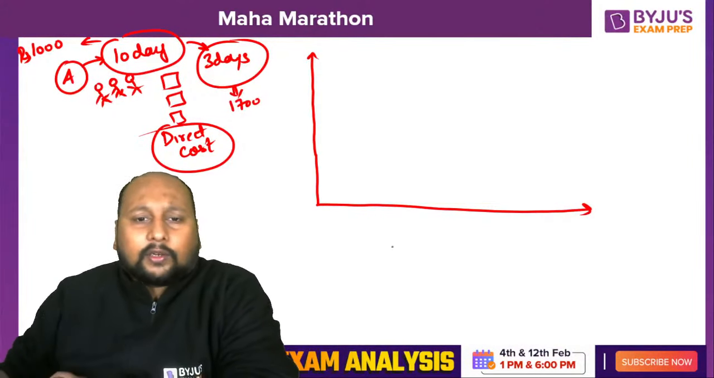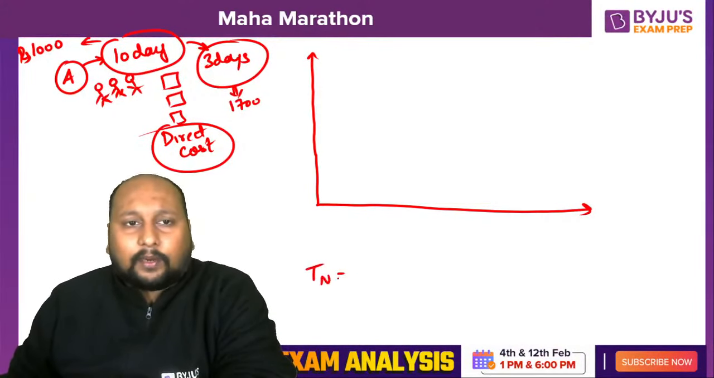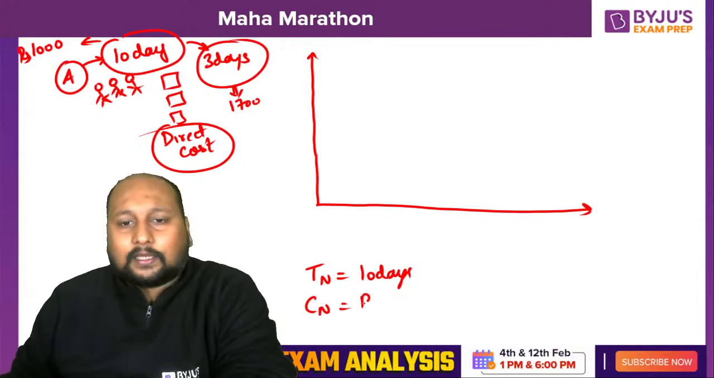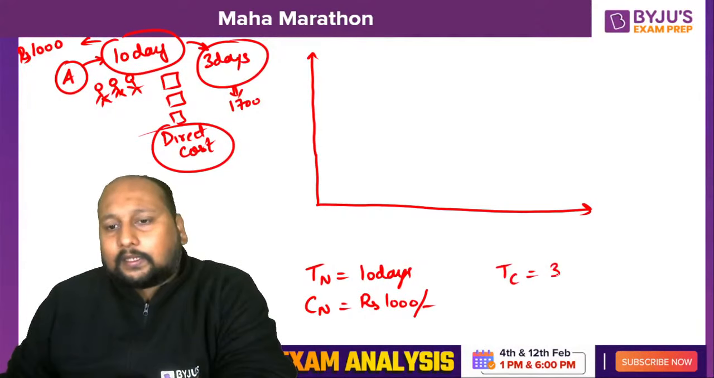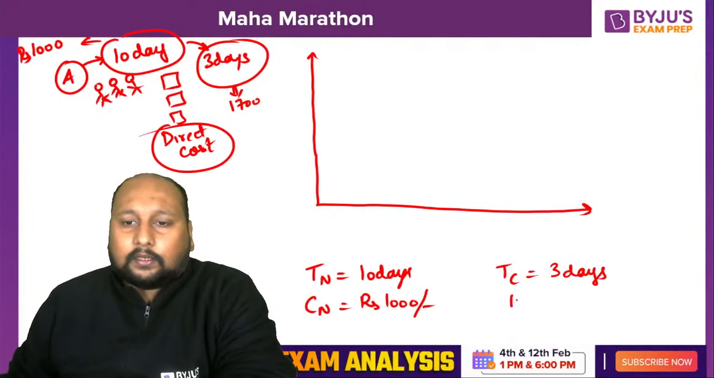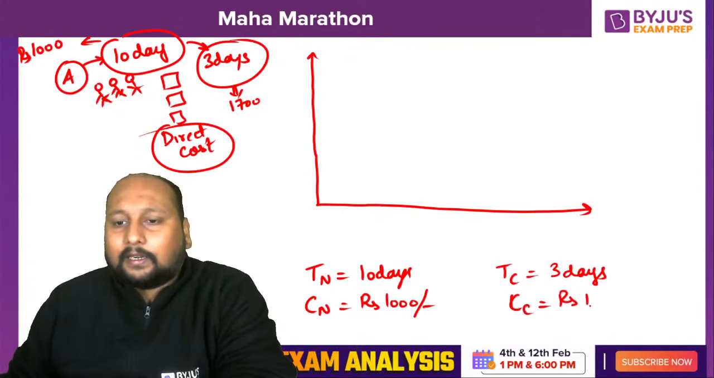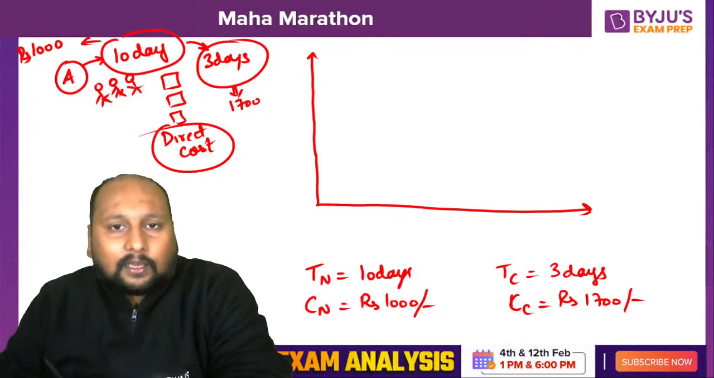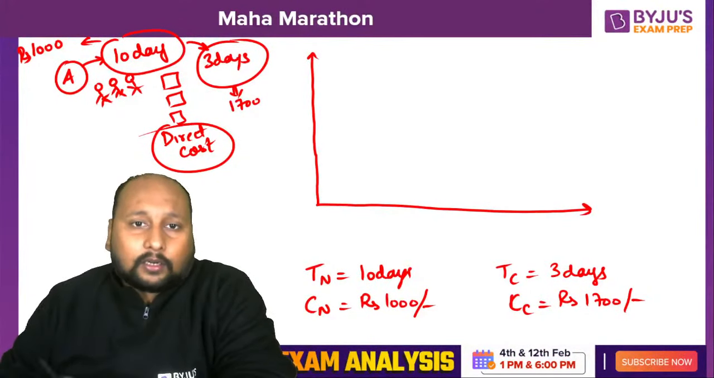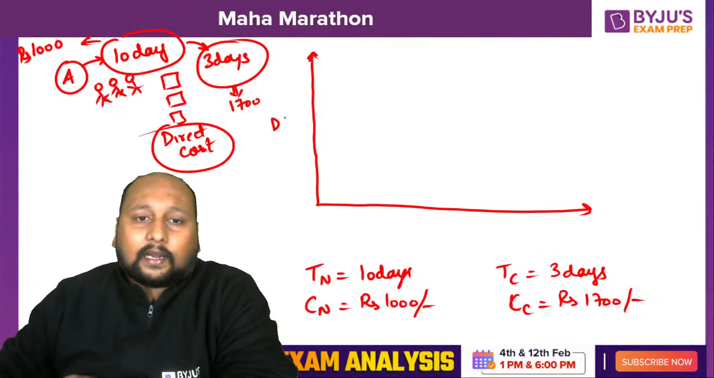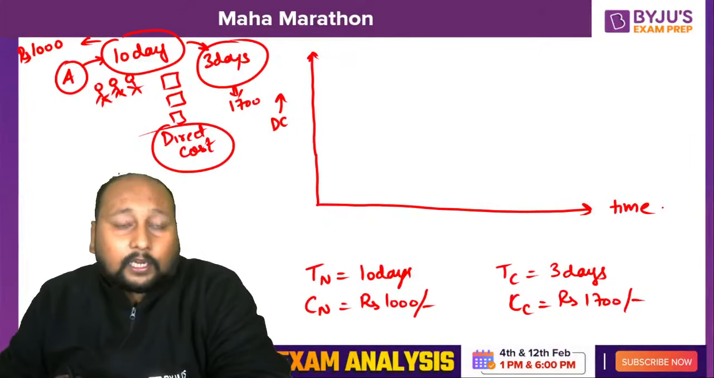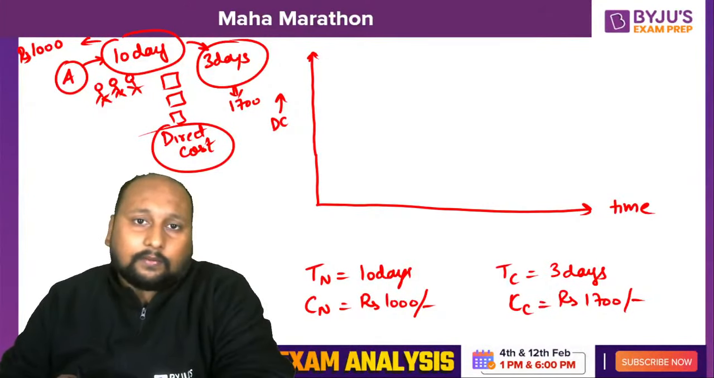How can we calculate? Let us suppose I'm denoting that the normal time of completion is 10 days, right? The normal cost is rupees 1000, right? If you are crashing to 3 days, the crash cost will be rupees 1700. Okay, fine. So this is a very important assumption that we are making: whenever we are plotting or discussing the direct cost versus the time, it will always follow a linear approximation.